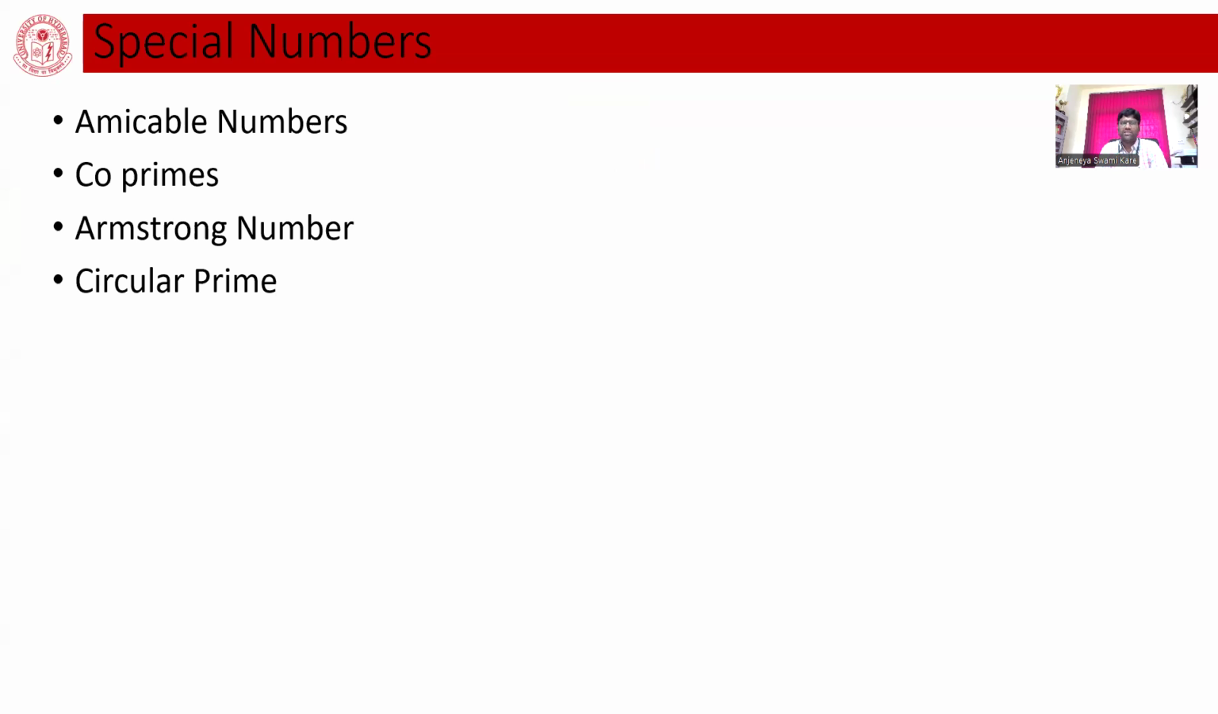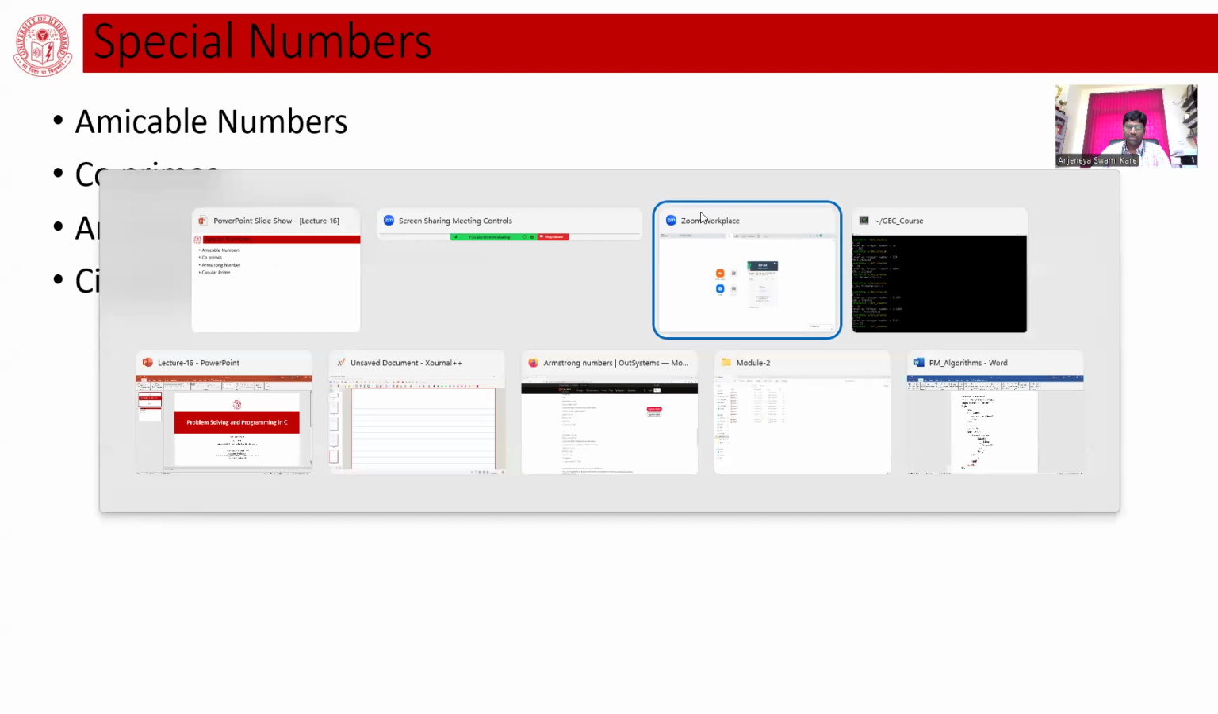So in this lecture, we will see what amicable numbers are. When do you call two numbers amicable? When do you call two numbers co-primes to each other? What is an Armstrong number? What is a circular prime? So we'll try to develop algorithms for these four problems. Let us start with the first problem: amicable numbers.